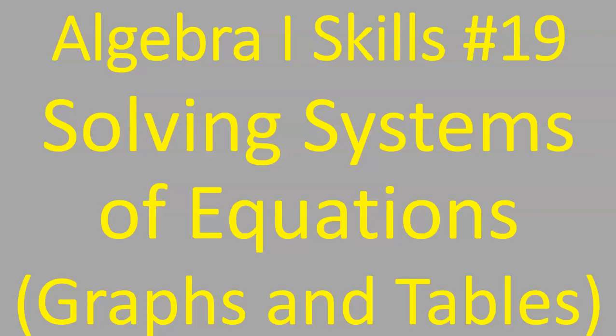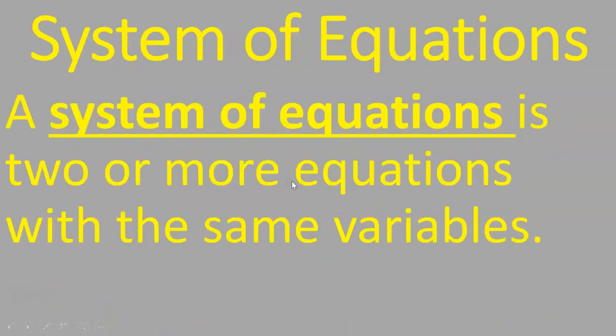Okay, Algebra I Skills number 19, solving systems of equations, this time with graphs or tables. Okay, a system of equations, again, is two or more equations that have the same variables, and there are different ways of solving them. We're looking for the ordered pair that makes both equations, or all the equations, true at the same time.